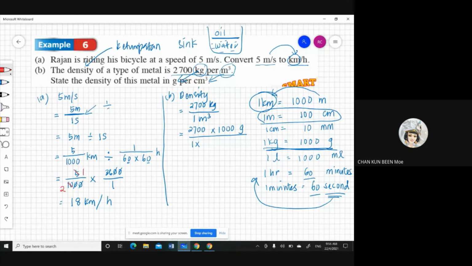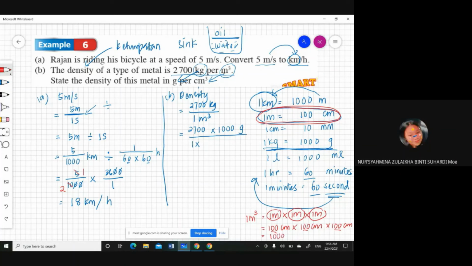So I continue here. 1 meter cube is actually equal to 1 meter times 1 meter times 1 meter. Now if I want to convert this 1 meter to centimeter, it is equal to 100 centimeter, times 100 centimeter, times 100 centimeter. Can you tell me how many zeros altogether? 2, 4, 6. It becomes 1 million, right? So I can write down over here, it's actually 1 million.